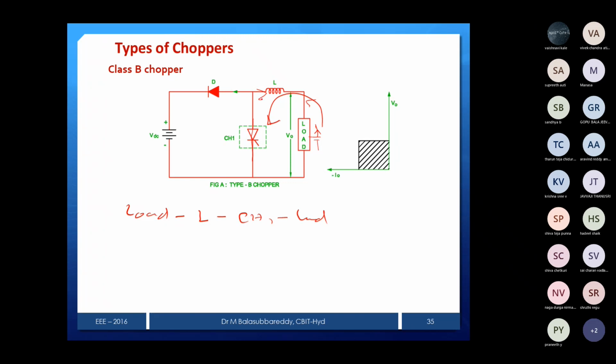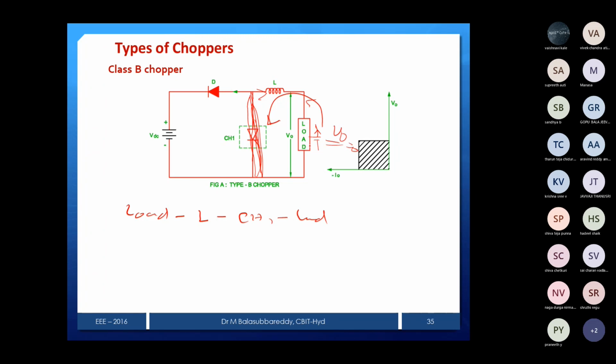So current is negative. Then what about the voltage? Voltage is 0, because now the chopper is in parallel. This is parallel. That's why output voltage is equal to 0. When the chopper is on, output voltage will be 0.